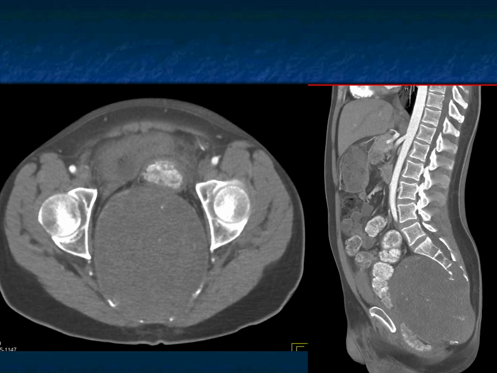This patient presents with pelvic pain and back pain. You see a large mass in the pelvis pushing the rectum and bladder forward. You can see the mass causes destruction of the lower sacrum and the coccyx. Now, what could this be?